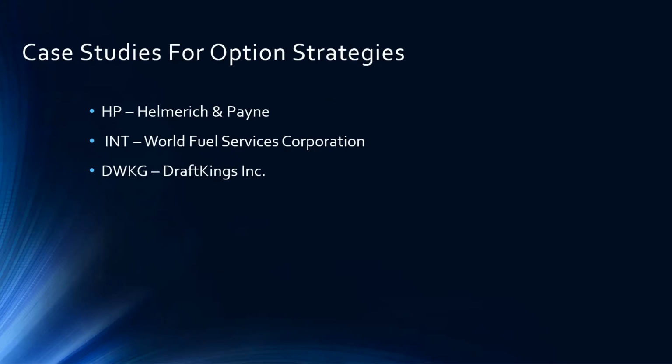All right, so case studies for option strategies. We're going to talk about 3 stocks today. One you may be familiar with. You may be familiar with all of them. The first one we're going to talk about is HP, Helmerich and Payne, and not Hewlett Packard, which most of you are very familiar with, I'm sure. Then we're also going to talk about INT, which is World Fuel Services Corporation, and also DraftKings, DKNG.